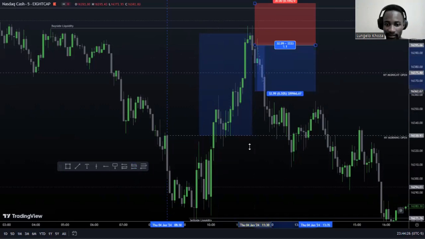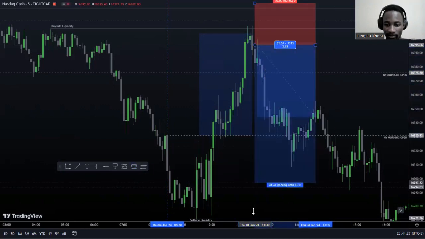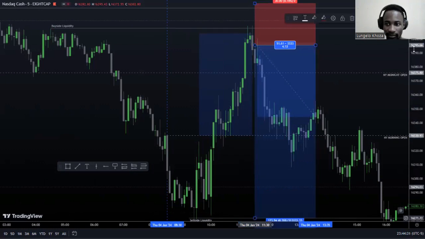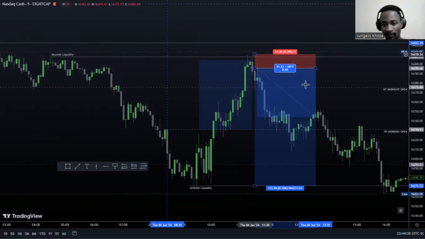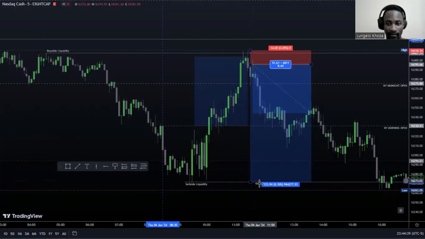Targeting what? Targeting these lows here. Or you want to target these lows if you can hold the trade. So you can see that was going to be a nice risk reward ratio. Now put your stop loss here, then target the lows here. Understand? Simple. That was it.